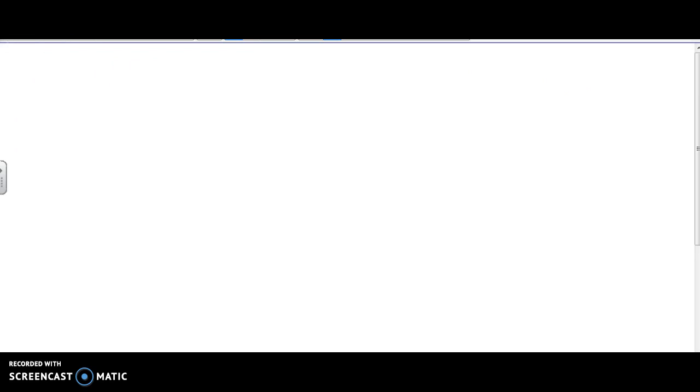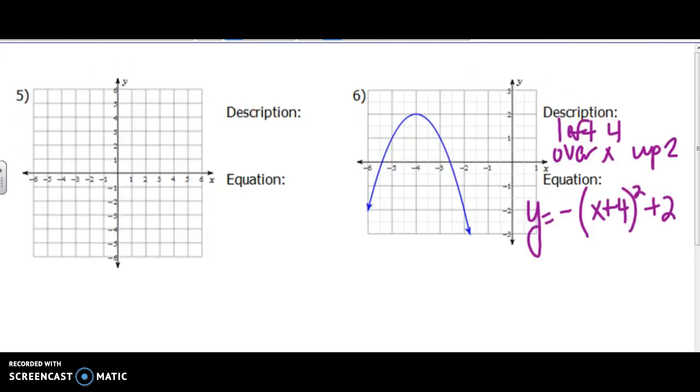I just wanted you guys to have an idea of how to graph those with reflections in them. Hope that helps.